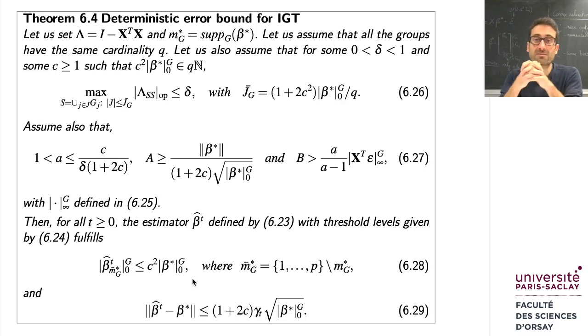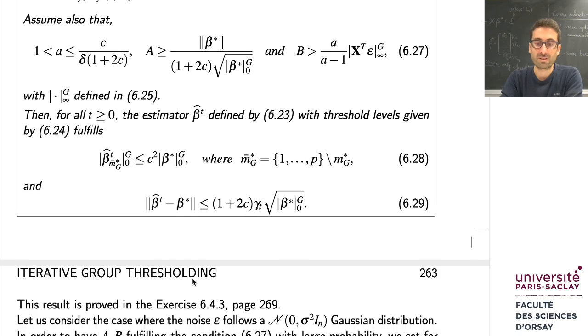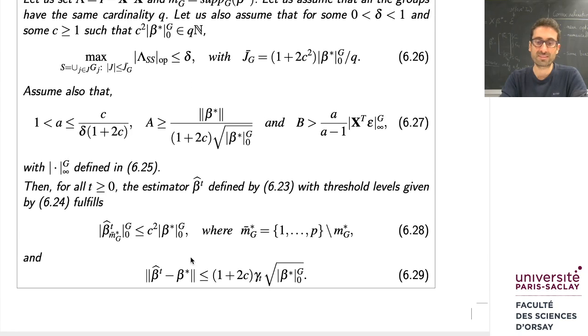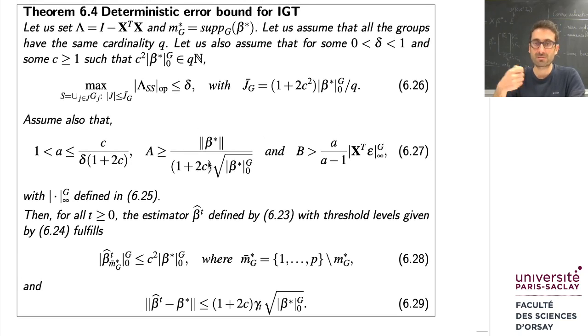So as you can see, this is very similar to what we had for iterative hard-thresholding, and the proof is also very similar. A good way for you to get familiar with this analysis, and with the analysis in iterative hard-thresholding, is to prove this result, which is exercise 6.4.3, one of the assigned exercises for this lecture. You will prove this bound by following the same reasoning as for iterative hard-thresholding.